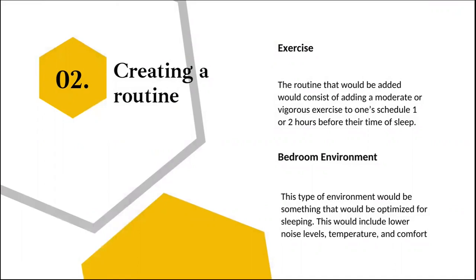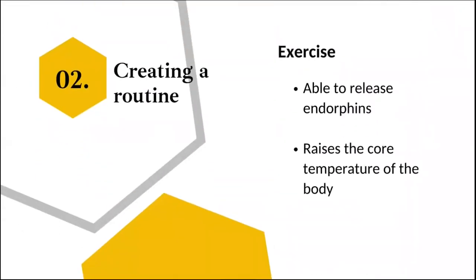The two factors are exercising and creating a bedroom environment that is optimized for sleeping. You see, exercising 1 or 2 hours before sleeping can affect the body in two ways. First, it is able to release endorphins that allow the body to keep it awake. Exercising 1 or 2 hours before sleeping can help the body cool down, which can help the body feel sleepy. Second, it raises the core temperature of the body. Similar to the endorphins, the body will cool down as time passes by, which allows the body to facilitate sleepiness.